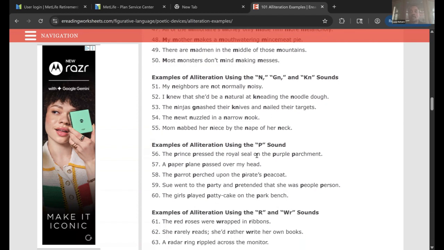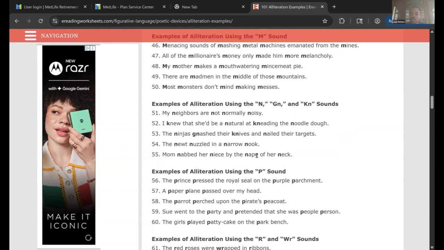Okay? Now, example of alliteration using the P sounds. The prince pressed the royal seal on the purple parchment. A paper plane passed over my head. The parrot perched upon the pirate's peacock. Sue went to the party and pretended that she was a people person. The girls played patty cake on the park bench.